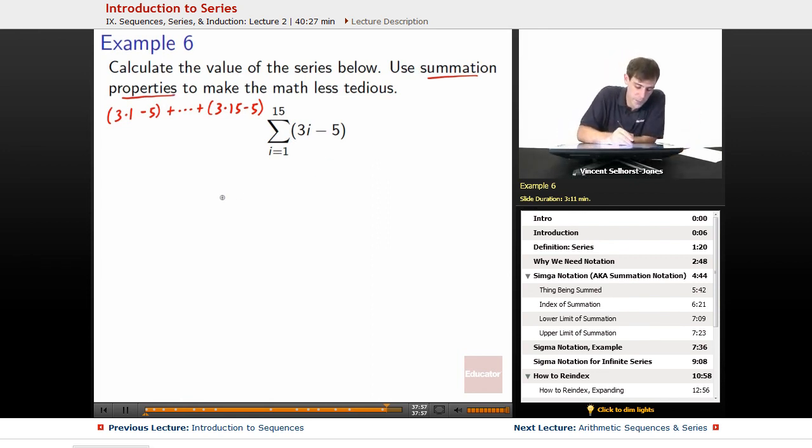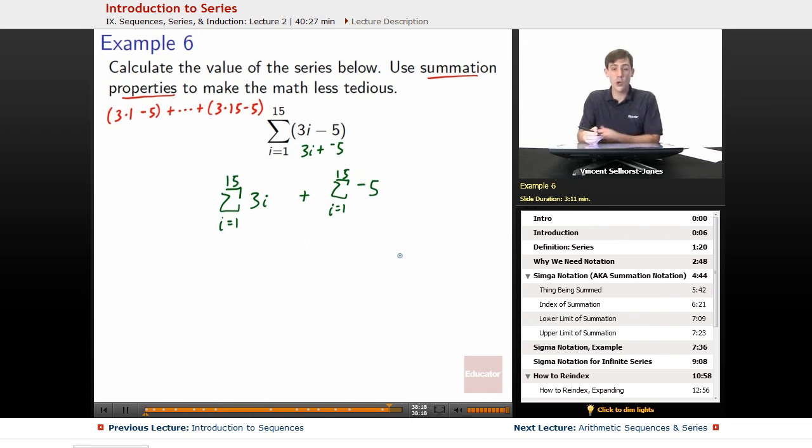Well, first off, remember, we can split based on addition. So we can see this as 3i plus negative 5, and we can split this into a sum from i equals 1 to 15 of 3i plus the same sum from i equals 1 to 15 of negative 5. The limits to our summation will never change. We were allowed to pull out constants, right? So we've got this constant of 3 here, and this constant of negative 1 here, effectively. So we can pull those out front.